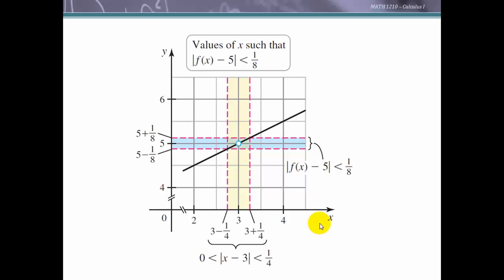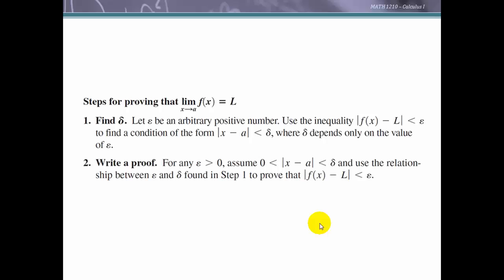And so delta depends on epsilon, but given any epsilon, I can get x close enough so that I can find a delta such that my function value is within epsilon of L. So if we wanted to prove that the limit as x approaches a of f of x equals L, then we would need to be able to find a delta. So we need this connection between epsilon and delta so that given any epsilon, some arbitrary positive number, we could find a delta so that when we know that x was within delta of a, then we would know that the distance of f of x minus L is less than epsilon.